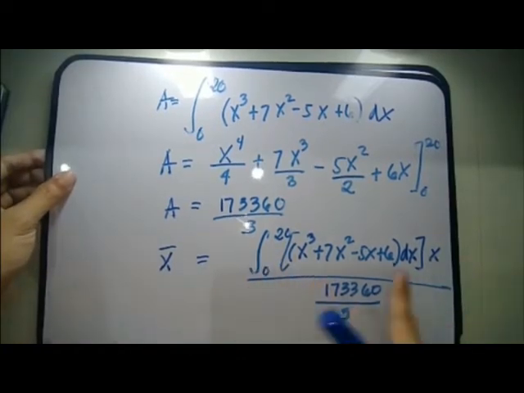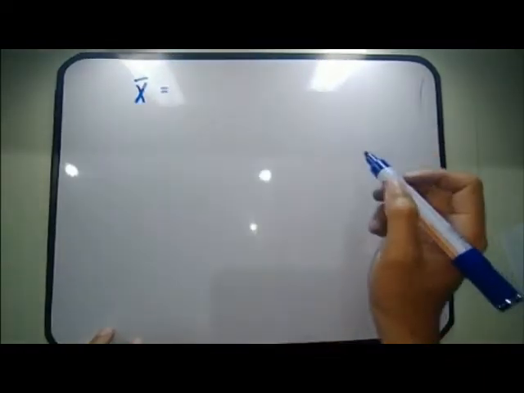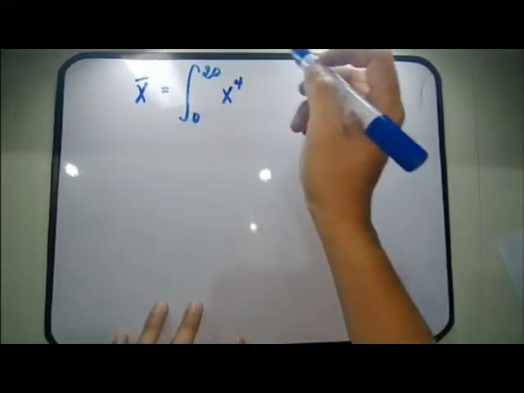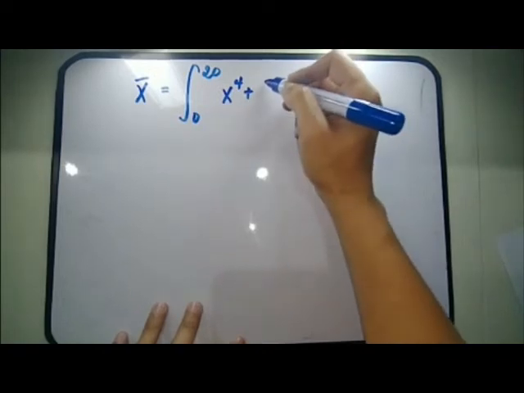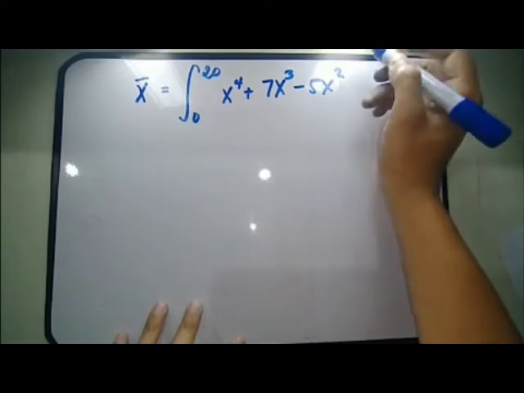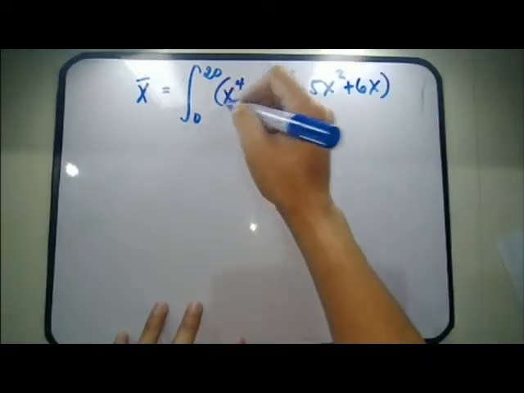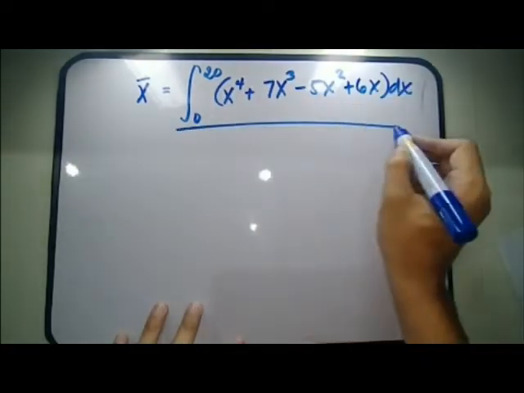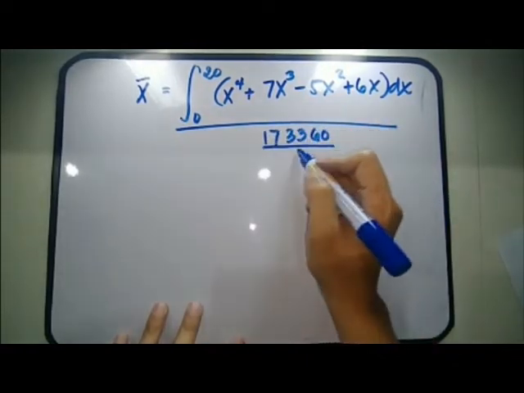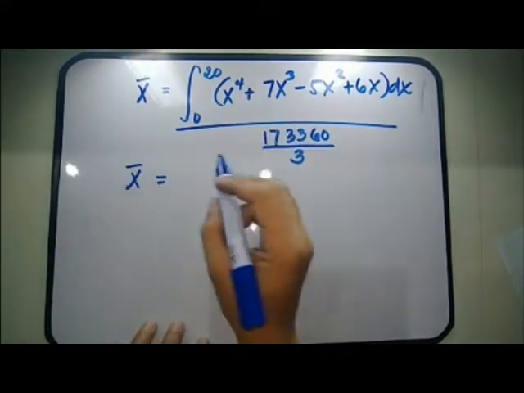Yung area is 173360 all over 3. So, x bar is equal to the definite integral, yung limit natin 0 to 20. So, i-multiply natin yung x, that is x raised to 4 plus 7x cubed minus 5x squared plus 6x, differential of x, all over yung area. So, the area is 173360 all over 3.